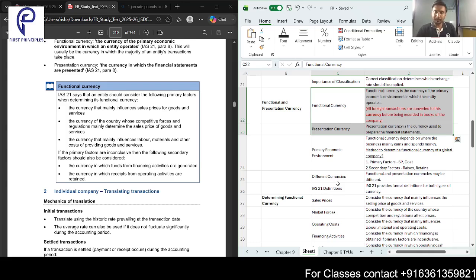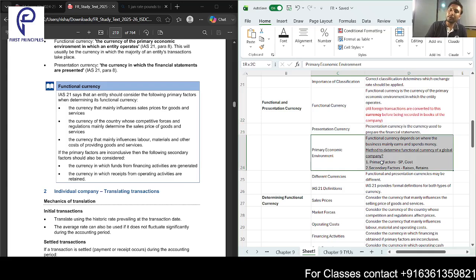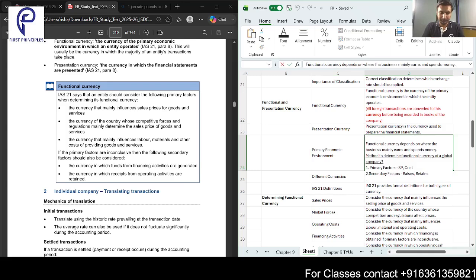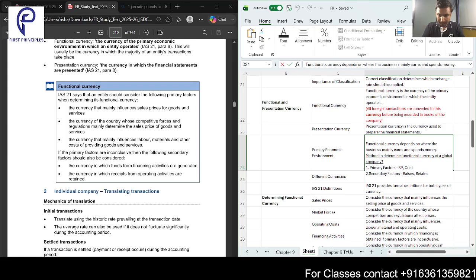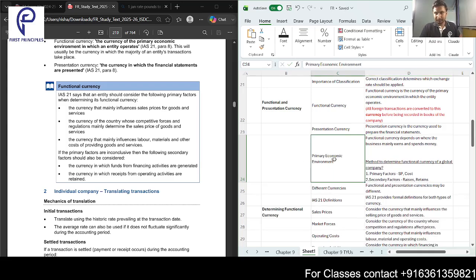The currency in which we prepare our financial statements. Perfect. Okay. Now let's look at the primary economic environment here, Karan. How have we understood what is primary economic environment? Perfect. So if we can't find it via the primary currency, we'll find it either with the secondary currency. So that is how we determine it.